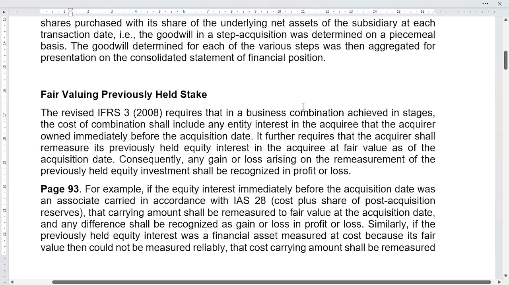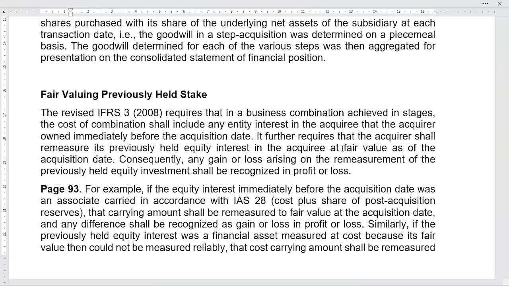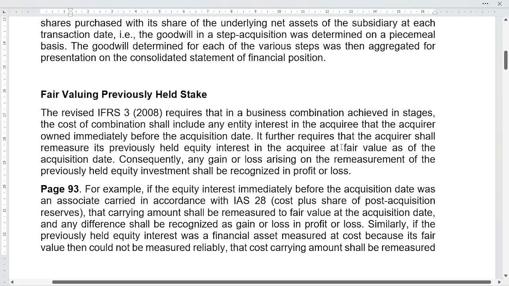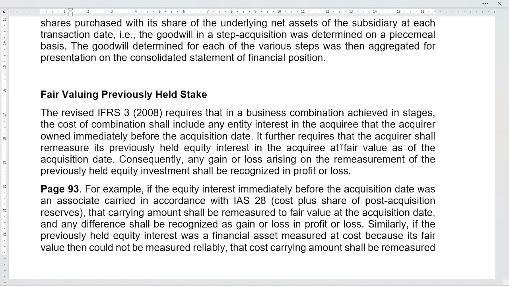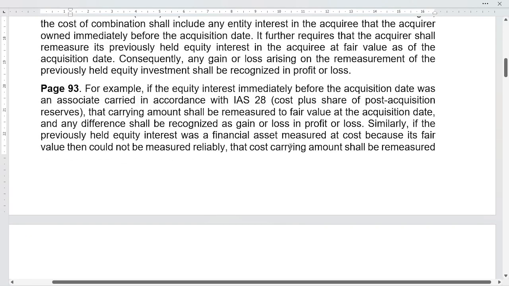Consequently, any gain or loss arising on the remeasurement of the previously held equity investment shall be recognized in profit or loss. Lahat ng gain or losses na makukuha from the remeasurement ng mga previously held investment ni acquirer kay acquiree ay mare-recognize sa profit or loss ni acquirer.